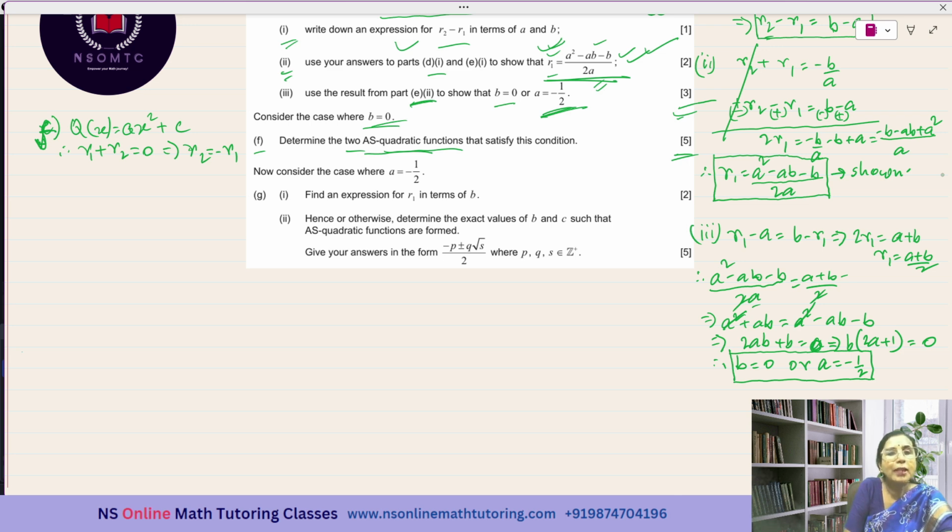And since I have taken R1 plus R2, actually there are several methods of solving this question. So whichever step is coming to my mind, I'm just writing it. And R1 times R2 is equal to C over A. So C over A is R1 times R2, and since R2 is equal to negative R1, this is equal to R1 times negative R1, which is equal to negative R1 squared. So negative R1 squared is equal to C over A. And now let me see what is the value of R1, because we have got this expression for R1: R1 is equal to (A squared minus AB minus B) over 2A.